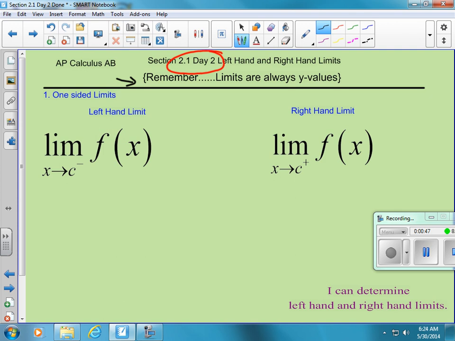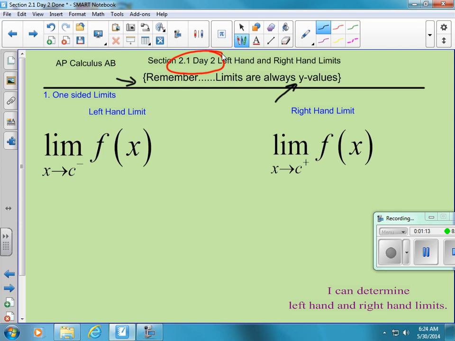Remember that limits are always y values. It's wherever the value is on the y-axis of the point, or the area. So always remember that. Sometimes students forget y values. That's what this equals, a y value. Sometimes we write that as f of c because we're plugging in a c. So just keep that in mind.